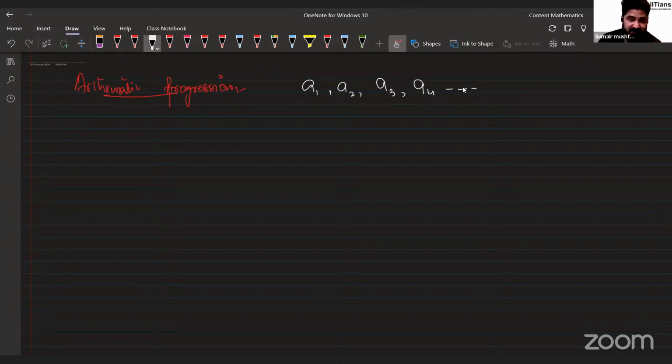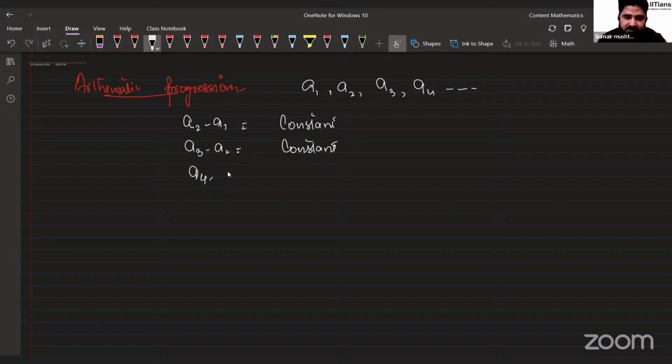Now, what's the property that tells us this sequence is an arithmetic progression? The difference between the succeeding term and the preceding term is always constant. Let us suppose you have a3 minus a2, this is also constant. Let us suppose you have a4 minus a3, this is also constant. So this type of sequence is known as an arithmetic progression, and this constant is known as the common difference.